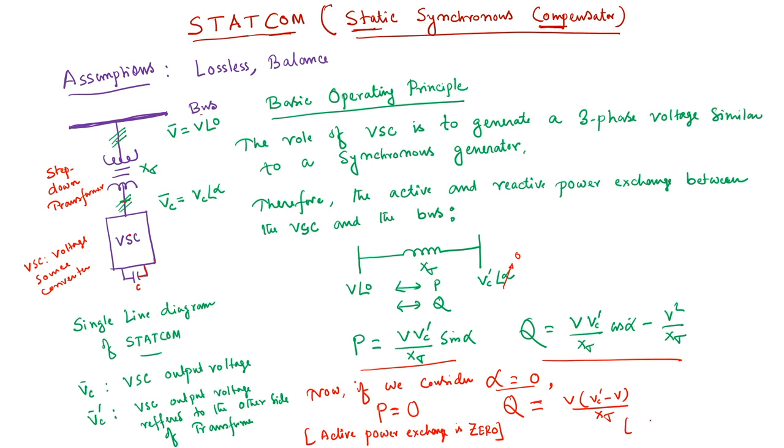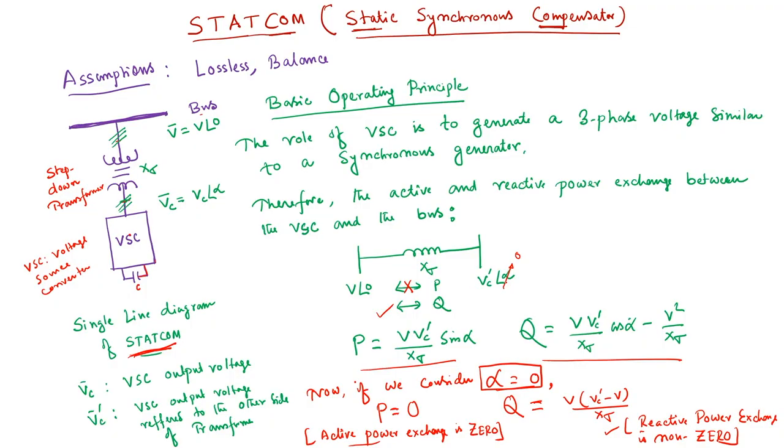Okay. And what does Q equal to this expression imply? This implies that the reactive power exchange is non-zero. Okay. That is something very interesting. So, if we make alpha equal to 0, there will be no active power exchange, but there will be reactive power exchange between the VSC and the system bus. Okay. And that is our goal. Here our goal is to devise a device which can exchange reactive power. Okay. And that is why it is a reactive power compensator. Right. So, therefore, by considering alpha equal to 0, it is possible to have no active power exchange, but some amount of reactive power exchange is possible.